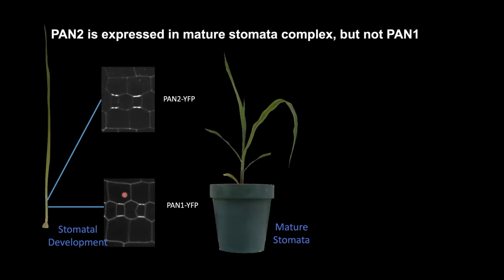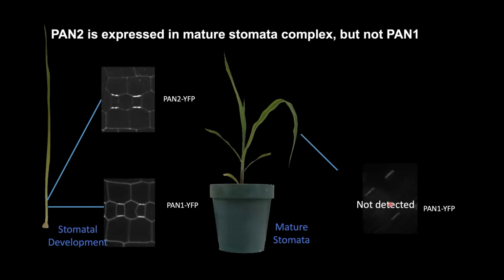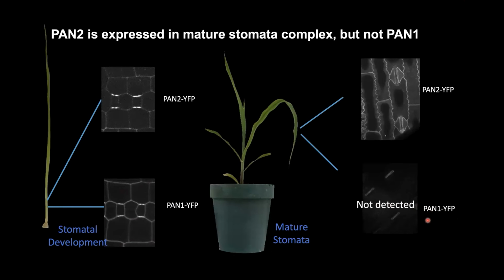And then I looked at the mature stomata, and we didn't detect any signal of PAN1-VIP. That means there's no expression of PAN1. But we saw that PAN2 exists in the mature stomata. So this result is consistent with our hypothesis that PAN2 may have an additional role in controlling stomata closure, beyond its developmental role like PAN1. This is a similar observation in both Arabidopsis and maize.